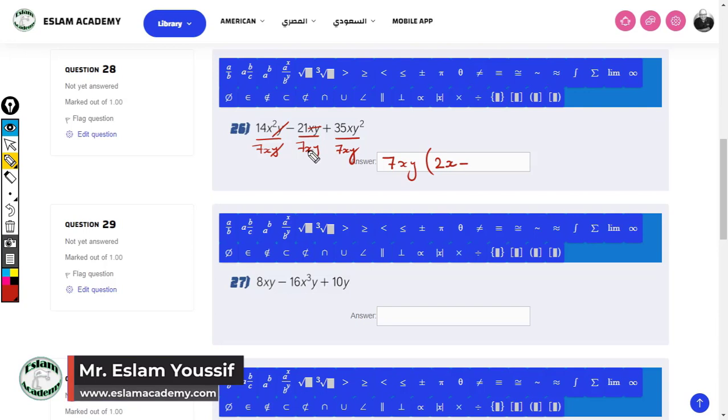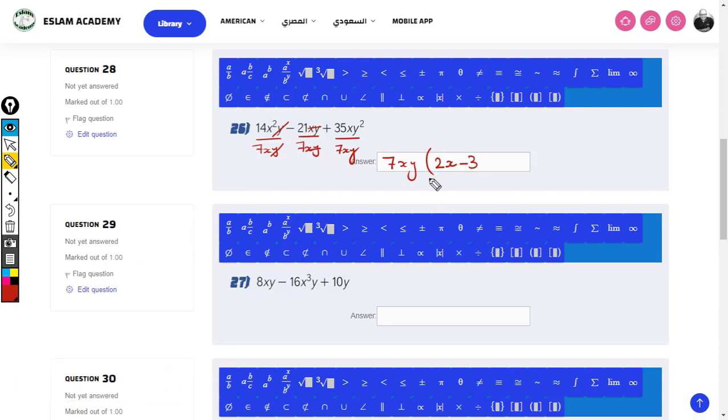xy divided by xy, cancel them out. And the 21 divided by 7 equals 3. Positive divided by positive equals positive. 35 divided by 7 equals 5. Cancel x and x. y power 2 divided by y equals y.